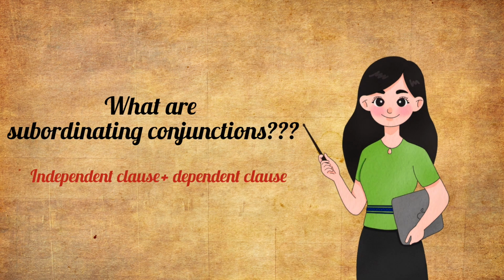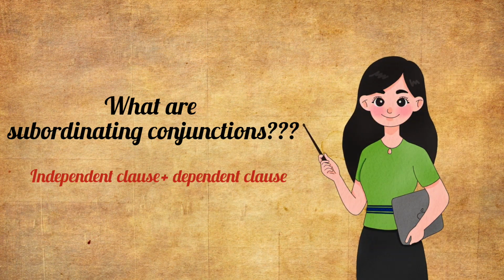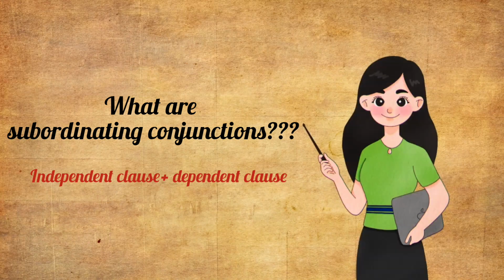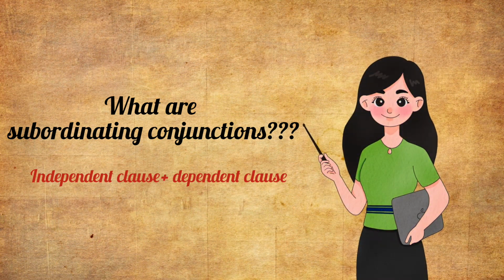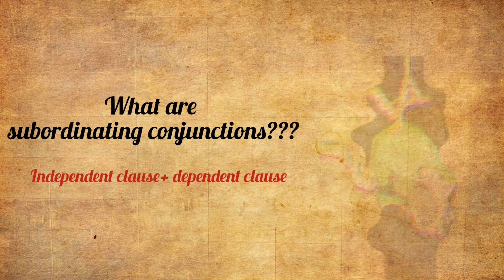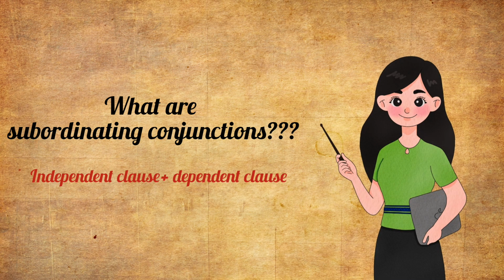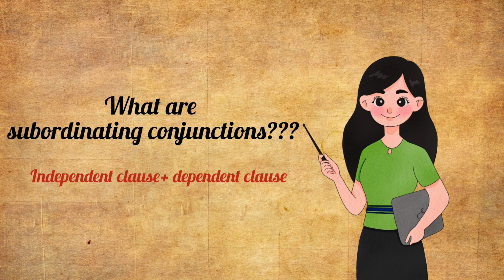What is a subordinating conjunction? A subordinating conjunction is a word that connects an independent clause. An independent clause means a complete sentence, with a dependent clause. A dependent clause means an incomplete sentence. The dependent clause cannot stand alone as a sentence because it needs the main clause to make sense.